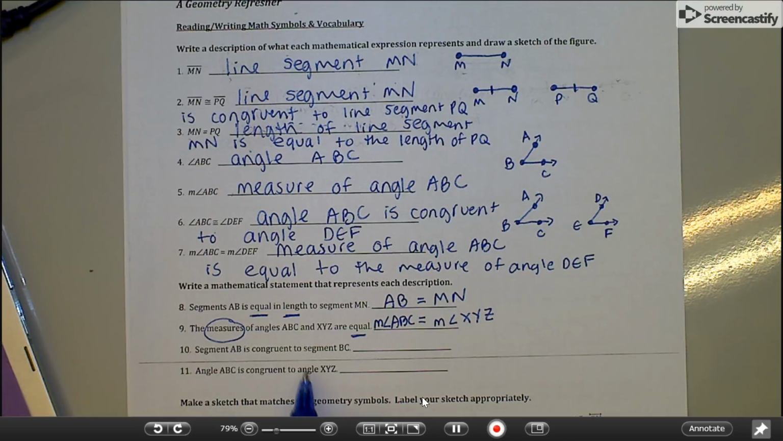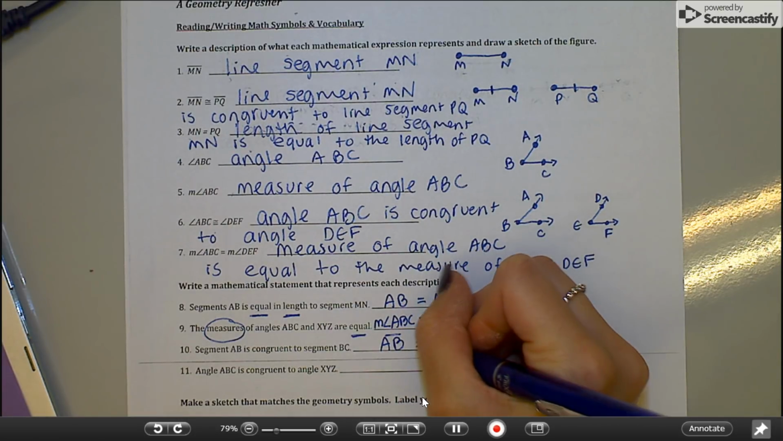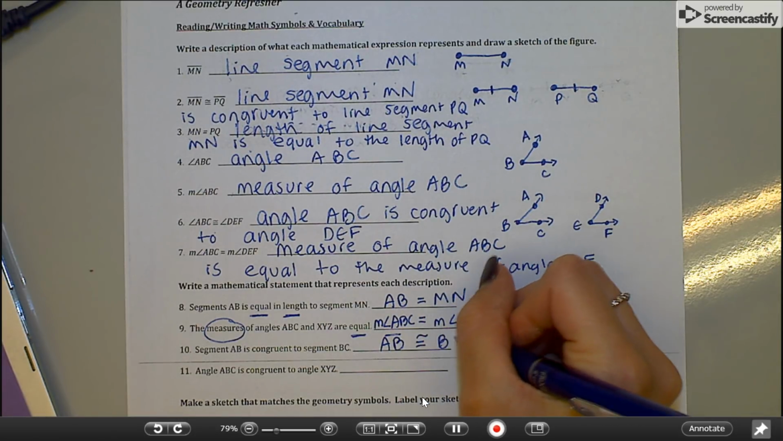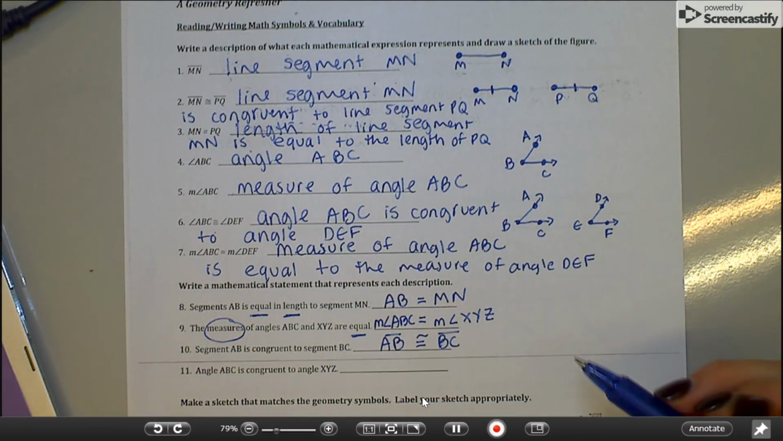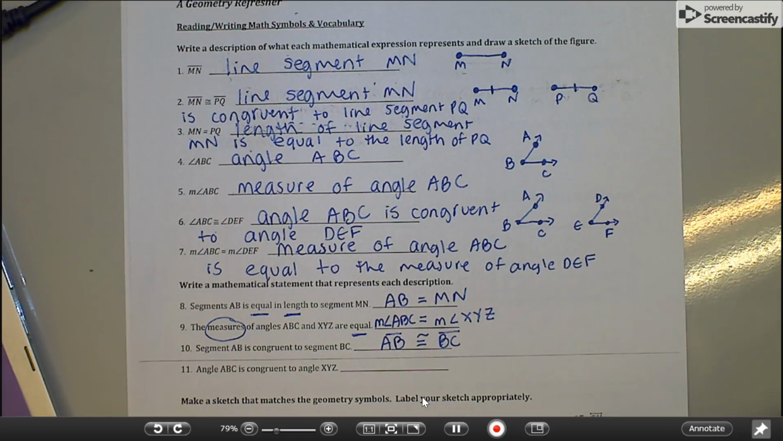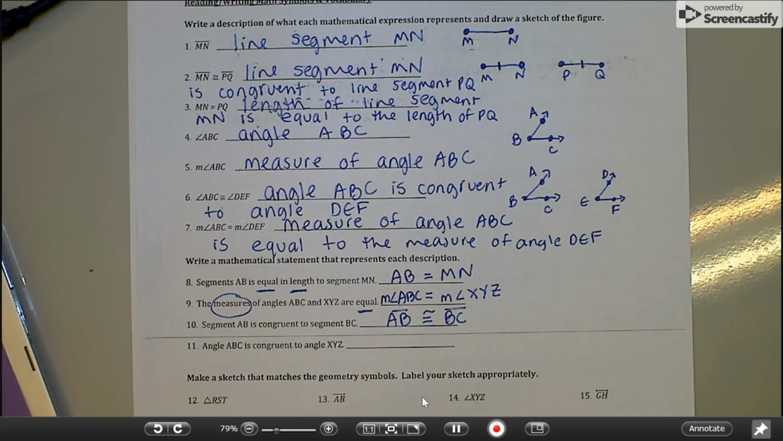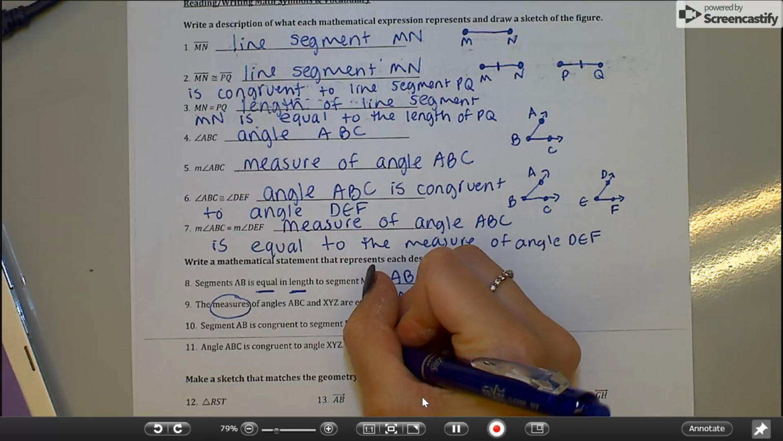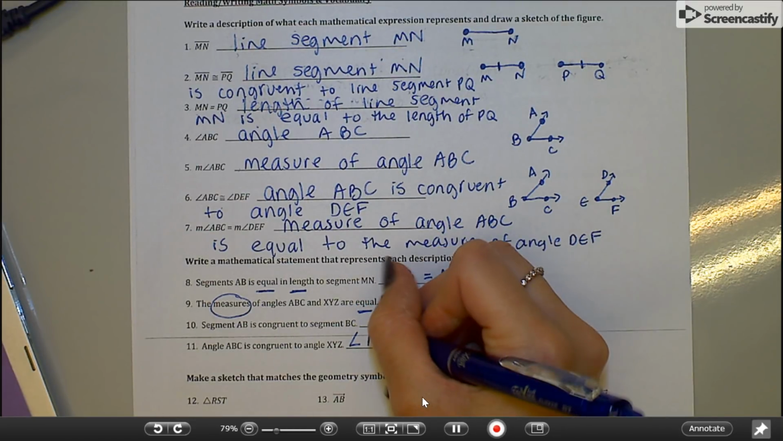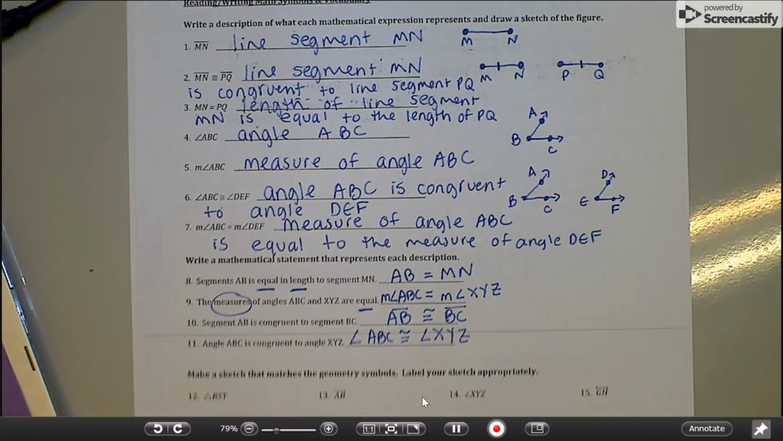Segment AB is congruent to segment BC. This is where we have AB with a line over it, congruent to BC with a line over it. So notice the different notation here with equal versus congruent. And then 11, angle ABC is congruent to angle XYZ. Again, we're talking about congruency, so we don't need to write the measure in front, the M. So angle ABC is congruent to angle XYZ.